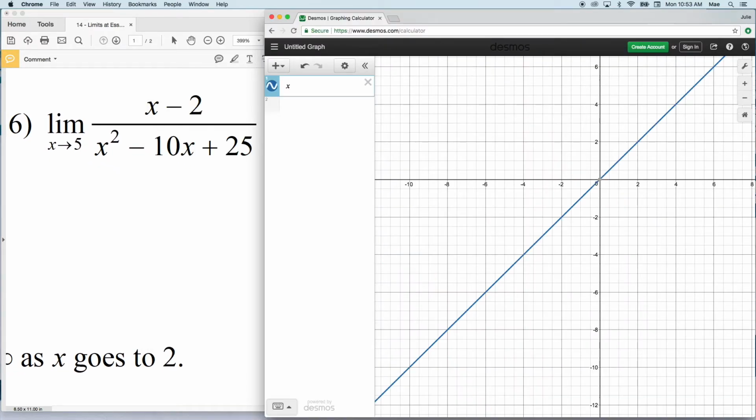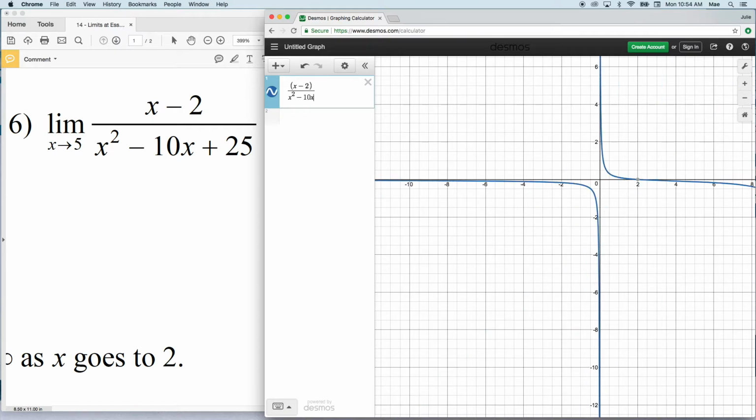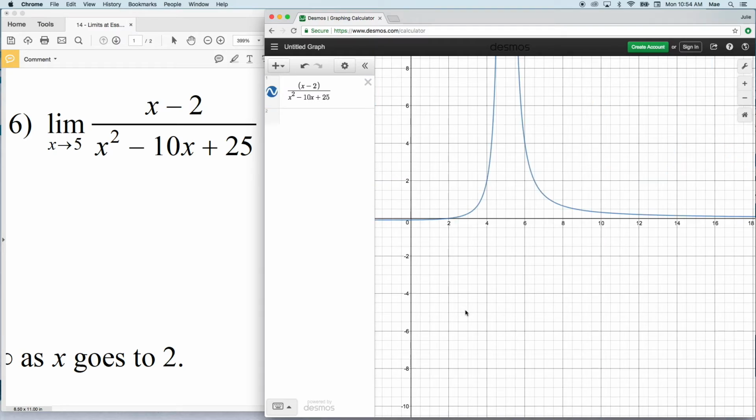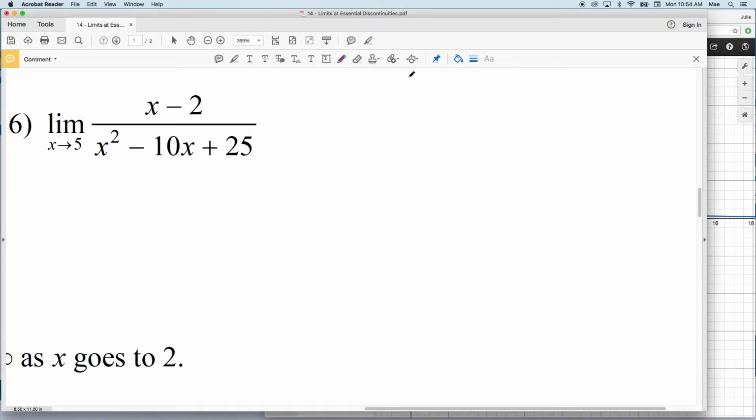So we have x minus 2 all over x squared minus 10x plus 25. You can see we have a vertical asymptote at x equals 5, and as we approach 5 from the left, or from the negative side, we're getting closer to positive infinity, and as we approach 5 from the right, or from the positive side, we're also getting closer to positive infinity. Therefore, in number 6, our limit does exist, and that limit is infinity.